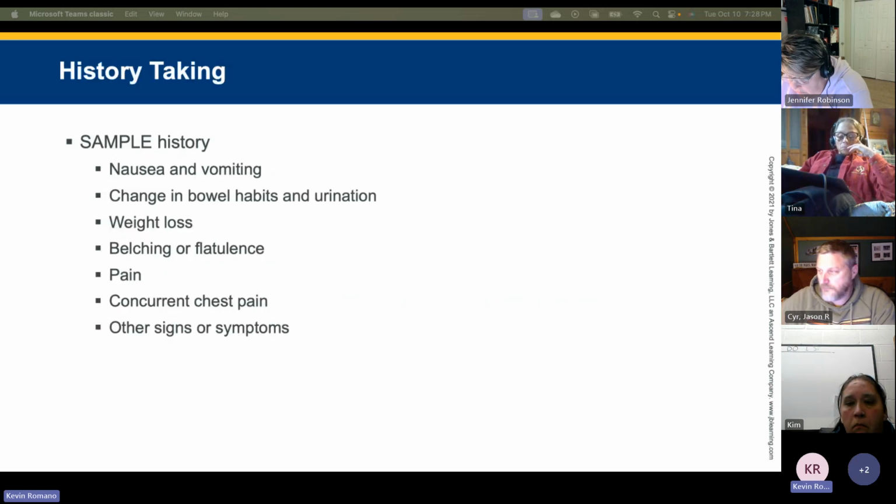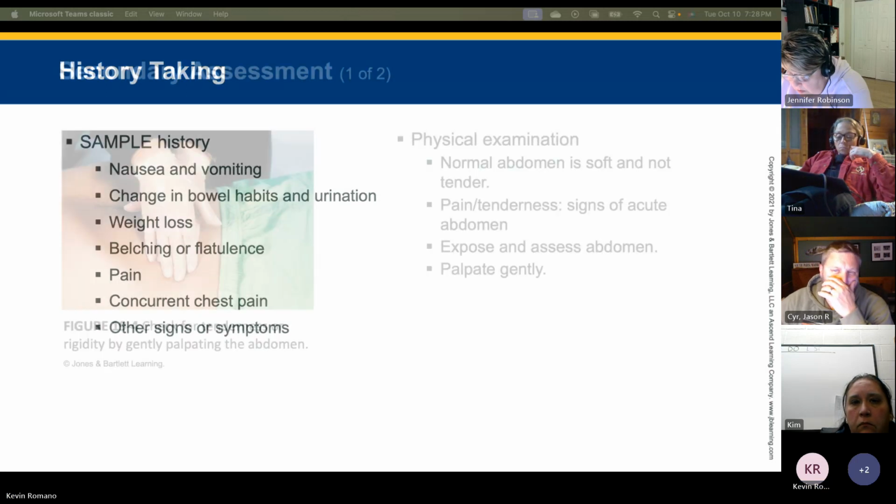Let's grab our SAMPLE history. All right: nausea, vomiting, changes in bowel habits, urination, weight loss, belching, flatulence, pain, other signs and symptoms you may come across, concurrent chest pain. You know, things like that. So you want to ask those SAMPLE history questions as well.